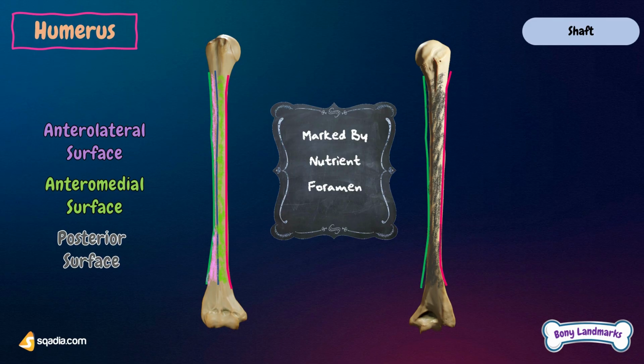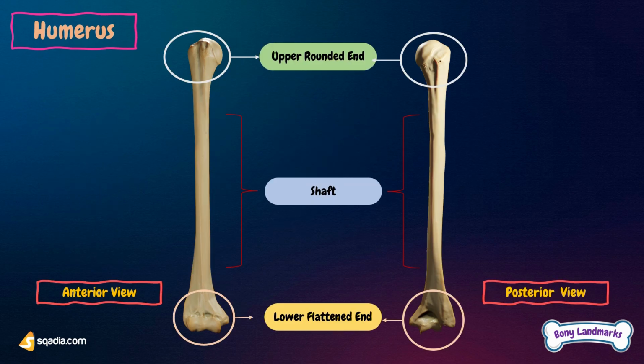Posterior surface lies between the medial and lateral borders. Its upper part is marked by an oblique ridge. The middle 1/3 is crossed by the radial groove. That is all about the three borders and surfaces of the shaft of humerus. Let's look at the lower end of this long bone.